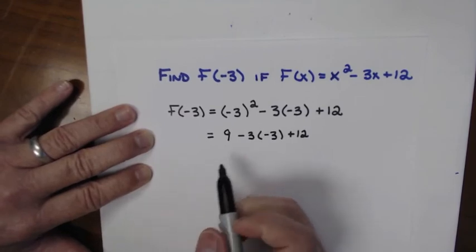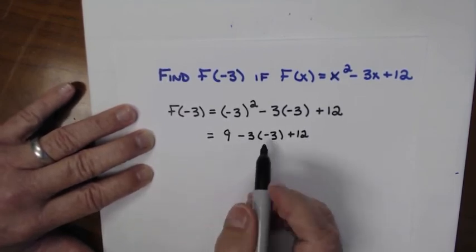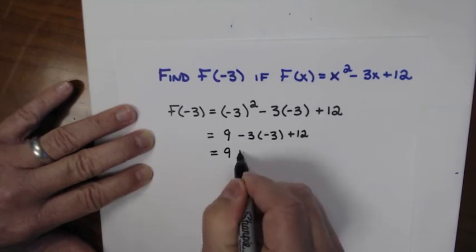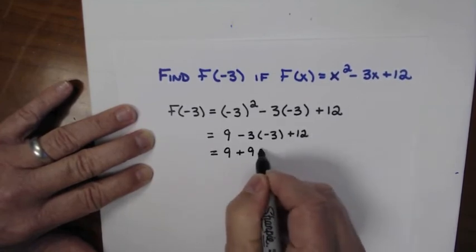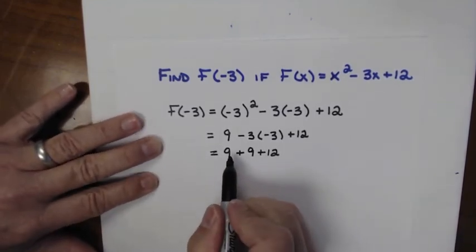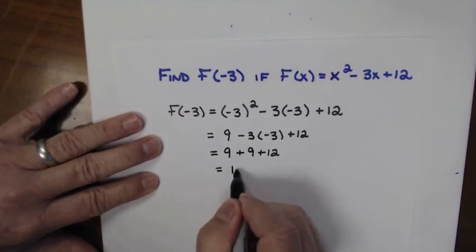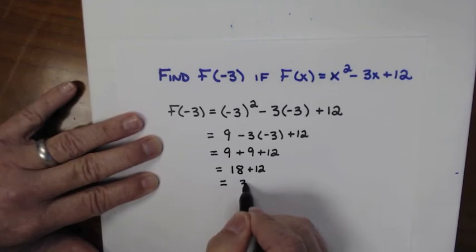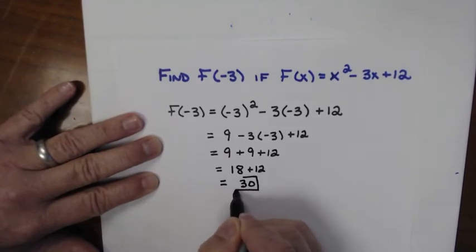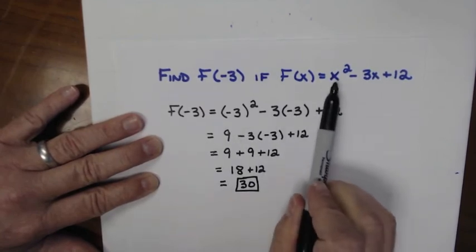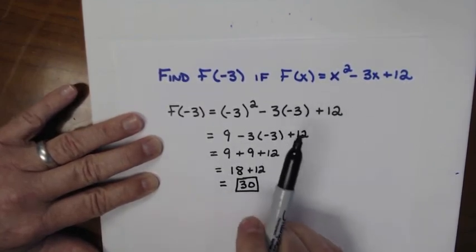After exponents, I need to do multiplying and dividing. There's multiplying right here. So I bring down my 9. Negative 3 times negative 3, positive 9. And bring down my positive 12. Now I need to do my adding and subtracting. 9 plus 9 is 18. 18 plus 12, 30. It's really important that you use these parentheses in this problem.